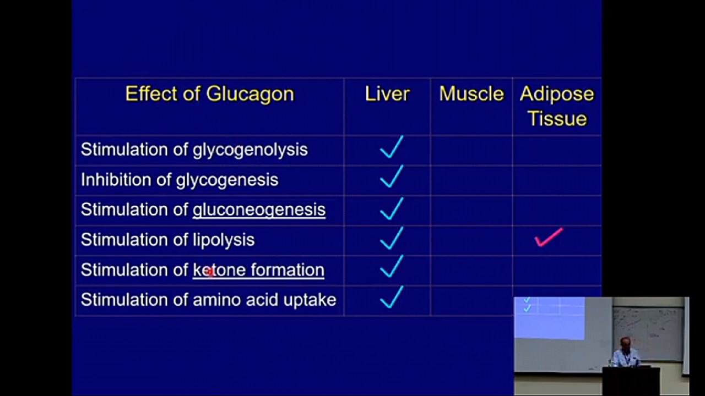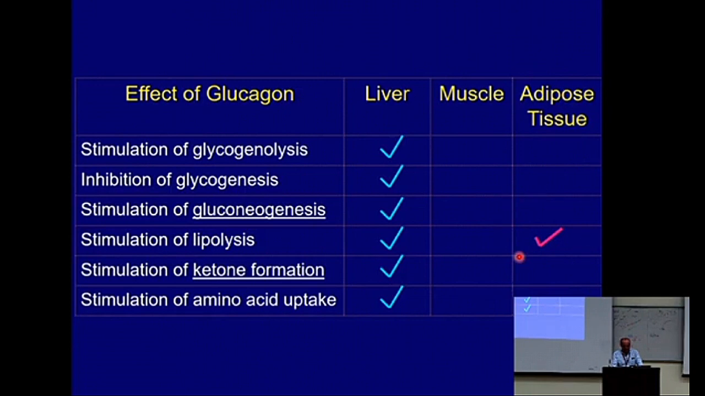So here's a summary of the effects of glucagon. Pretty straightforward. Without going through all of them, here are mainly effects on the liver: activation of glycogenolysis, inhibition of glycogenesis, activation of gluconeogenesis. This one here, note, no effects on muscle. Really, no effects on adipose tissue.